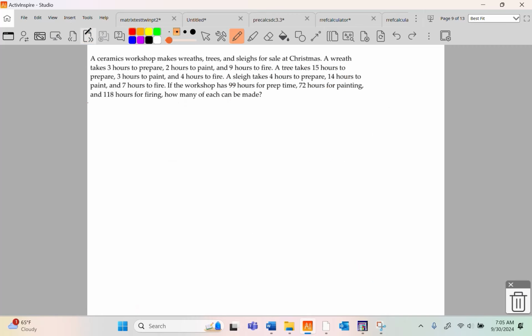The ceramics workshop makes wreaths, trees, and sleighs for sale at Christmas. So we're going to have 3 equations. We're going to have one about wreaths, one about sleighs. Oops, I forgot trees. Let's just start over. Wreaths, trees, and sleighs. A wreath takes 3 hours to prepare, 2 to paint, and 9 to fire. And let's just call these X, Y, and Z.